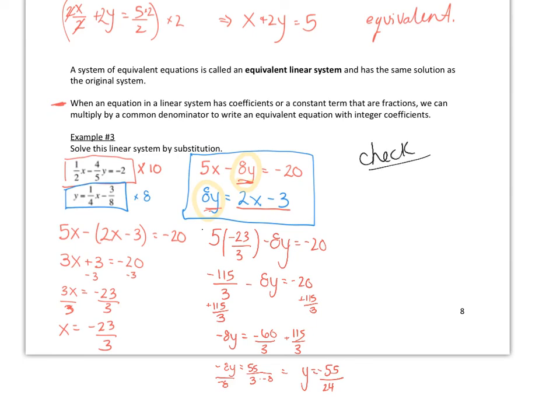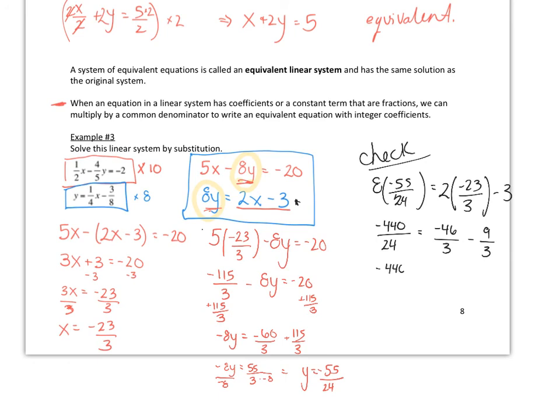So I used equation 1 to solve for my second variable. I'm going to use my second equation here to check my work. So 8 times y, which was negative 55 over 24, is equal to 2 times x, negative 23 over 3 minus 3. All right, 8 times negative 55 is negative 440 over 24, which equals 23 times 2 is 46 over 3. And I'm going to make this 9 over 3 so I can combine. So negative 440 over 24 is equal to negative 46 minus 9 is negative 55 over 3.